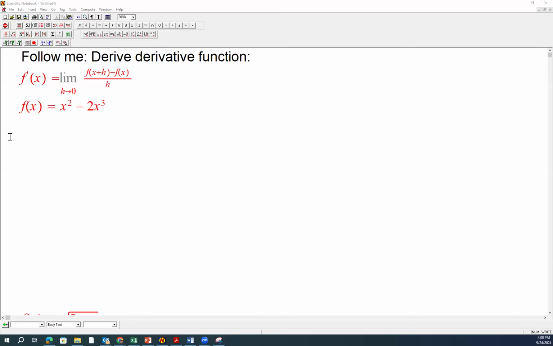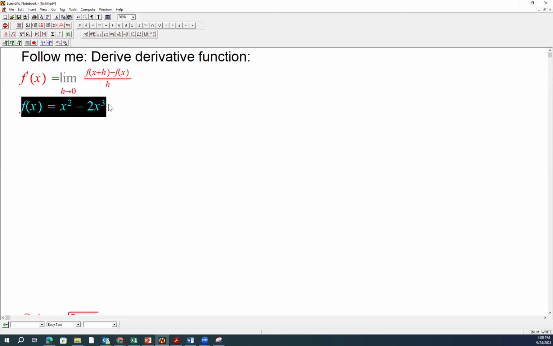Hello. In this clip, we'd like to derive a derivative function for a polynomial function. Okay, so this is probably the simplest form that we would derive a derivative function using definition.